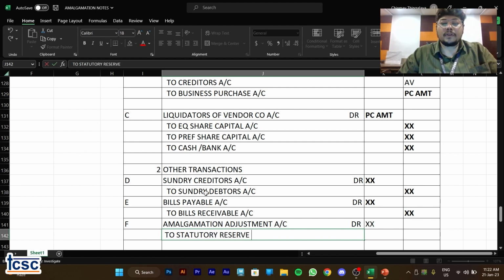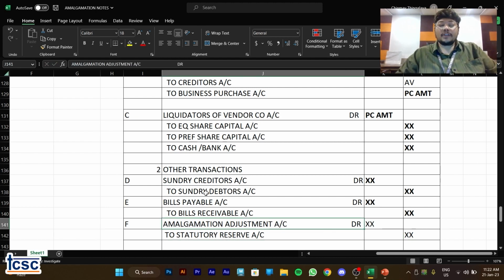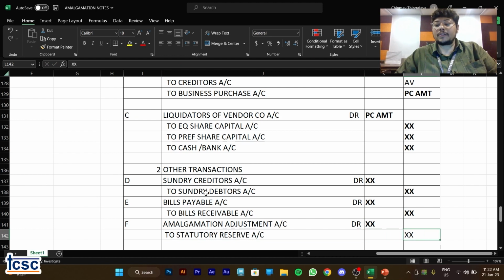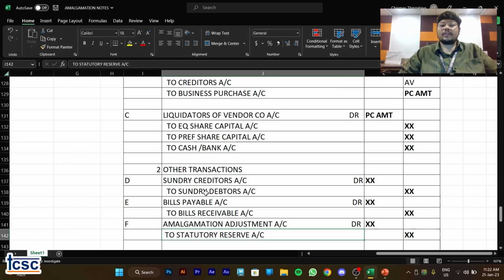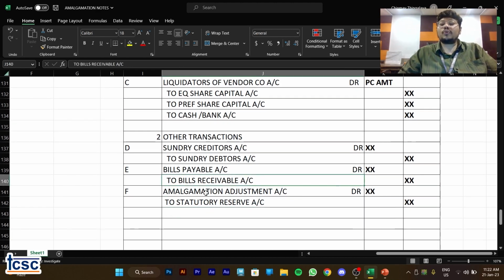We have done statutory reserve in our theory, wherein it speaks about foreign project reserve, export profit reserve, and investment allowance reserve. So these reserves are called statutory reserves, and they need to be carried forward in the books of the new company. So that is nothing but a silent adjustment, and that is to be transferred to amalgamation adjustment account.